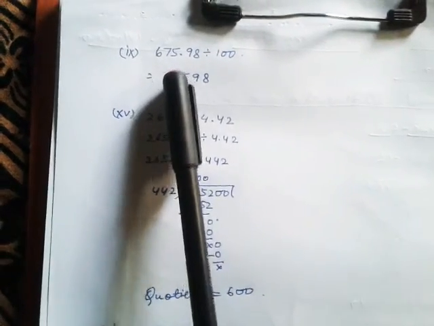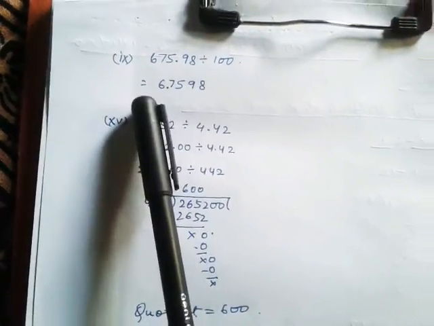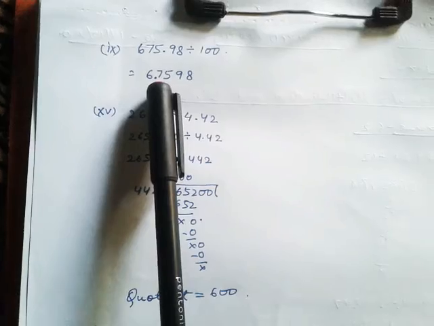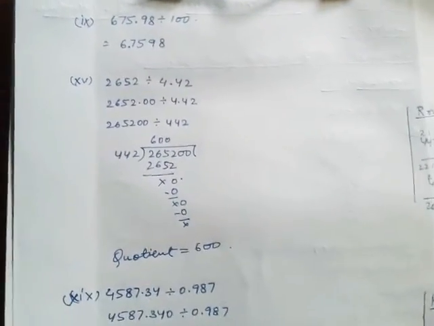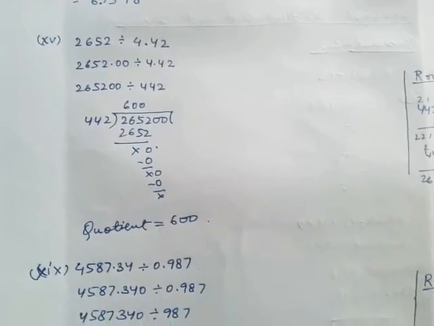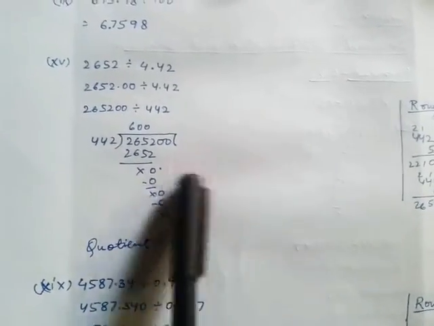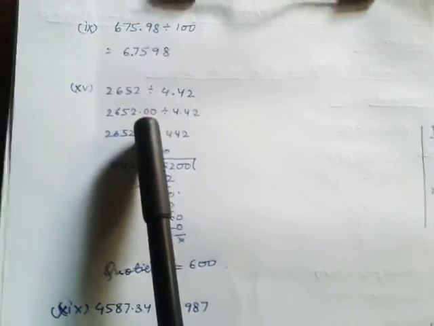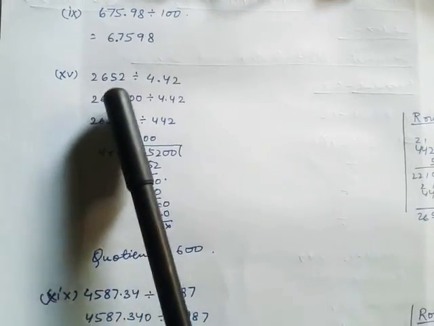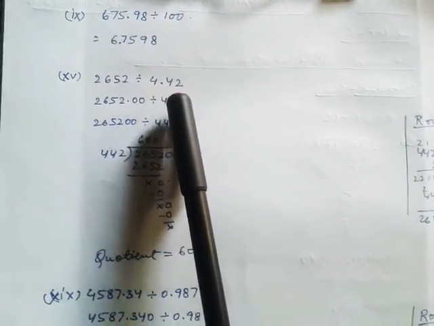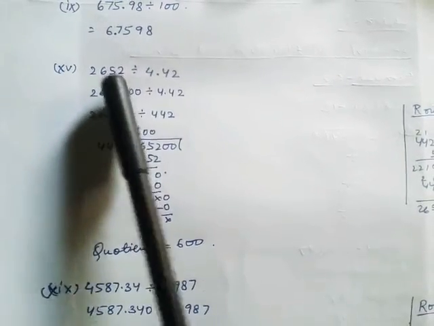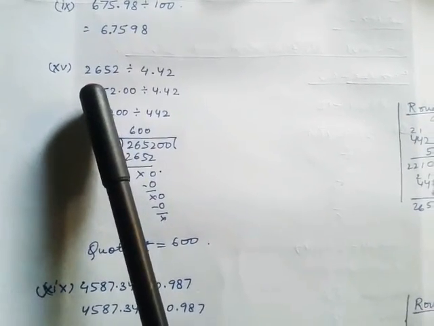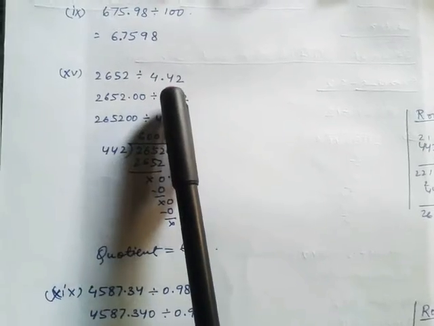So here this decimal goes to the left, and it comes between 6 and 7. Now this one, you can see this question number 15, 2652 divided by 4.42. In this case, it is not a decimal number. Then we have to make this 2 a like decimal.